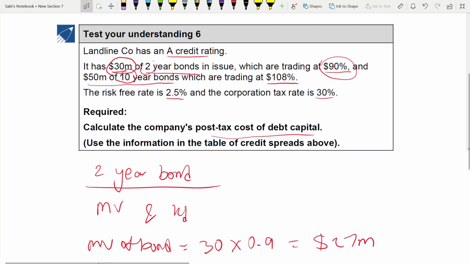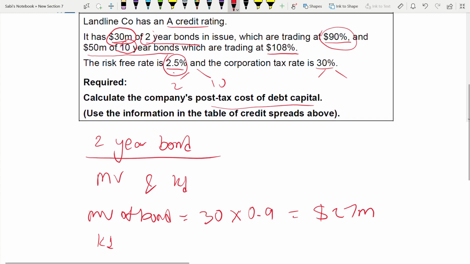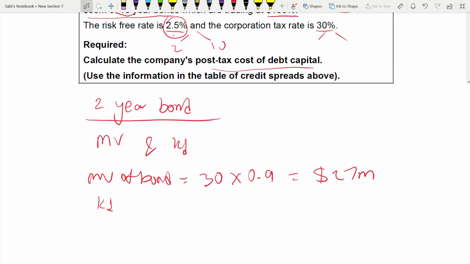Now find the cost of debt. What is the cost of debt? They have already given you the risk-free rate, which is 2.5%. This is for both 2 years and 10 years. The corporation rate is also the same for both the bonds. Only the market value will change. So 2.5%.